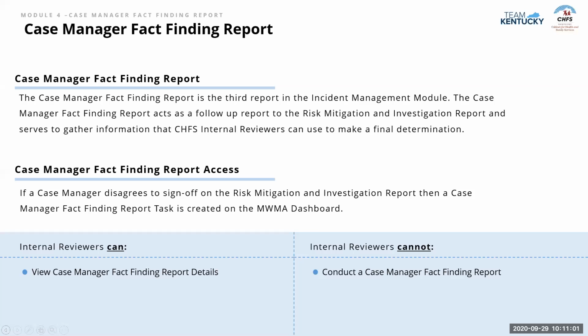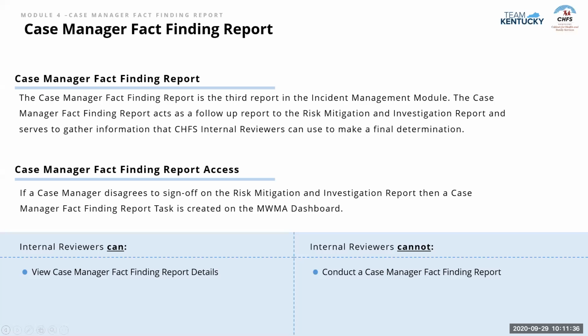The case manager fact-finding report is the third report in the incident management module. It acts as a follow-up report to the risk mitigation and investigation report and serves to gather information that you as an internal reviewer can use to make a final determination. Something to point out is that this report is only triggered if a case manager disagrees to sign off on the risk mitigation and investigation report. That's the only time a case manager would receive a task to complete this report.